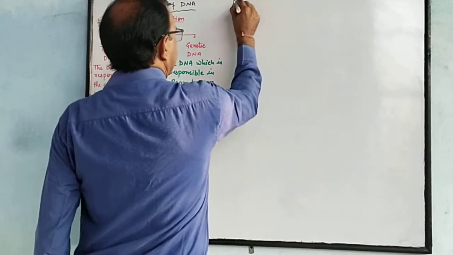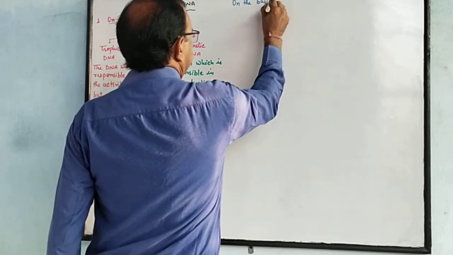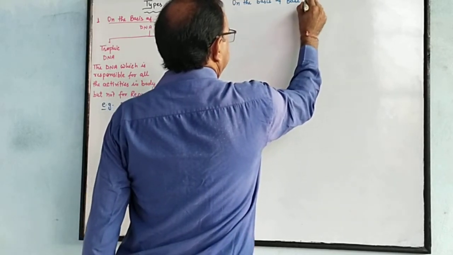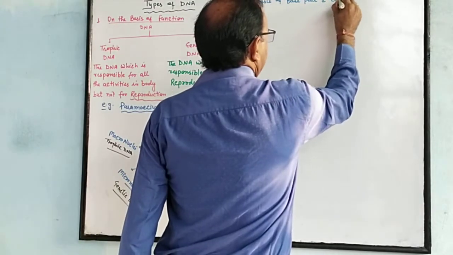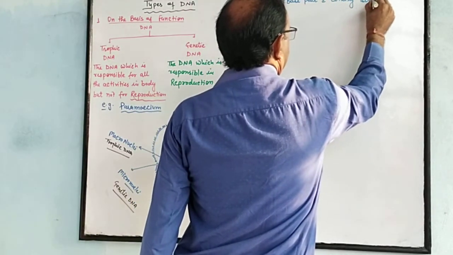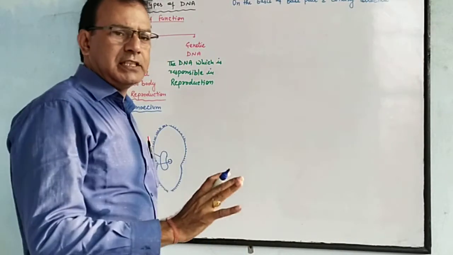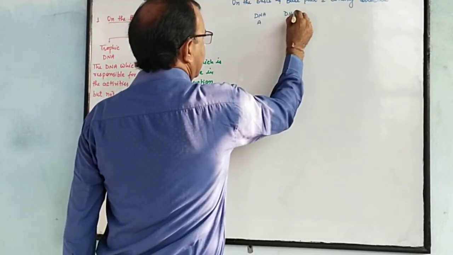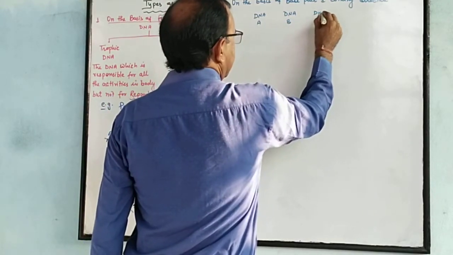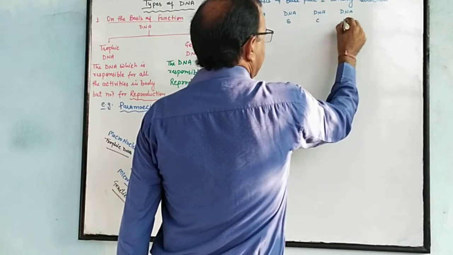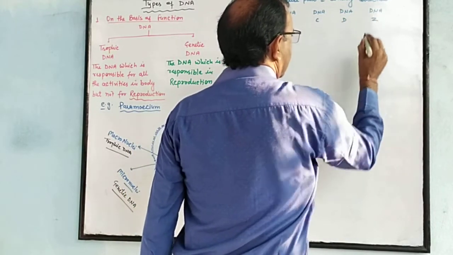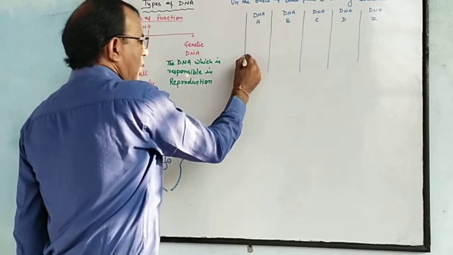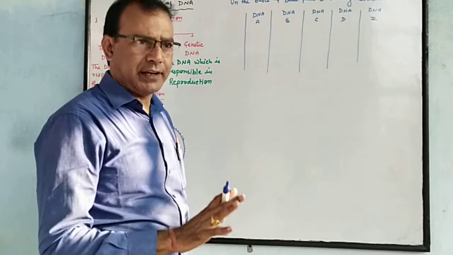On the basis of base pair and coiling structure, the DNA is of 5 types: DNA A, DNA B, DNA C, DNA D, and DNA Z. These are the 5 types of DNA on the basis of base pair as well as coiling structure, that is, how they are coiled, clockwise or anti-clockwise.